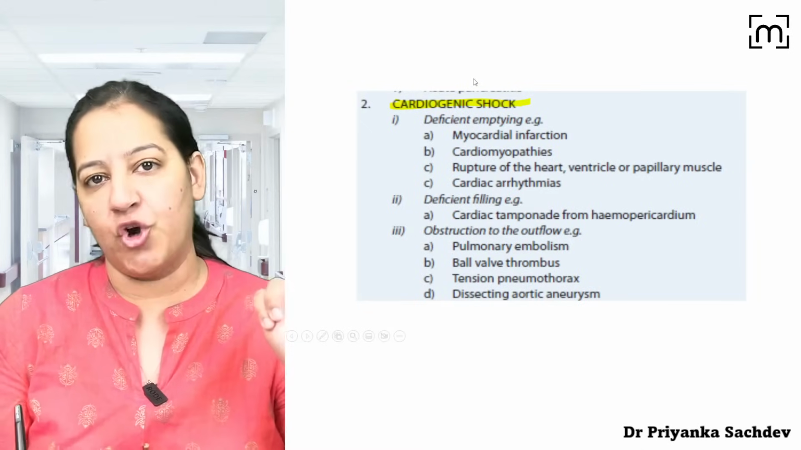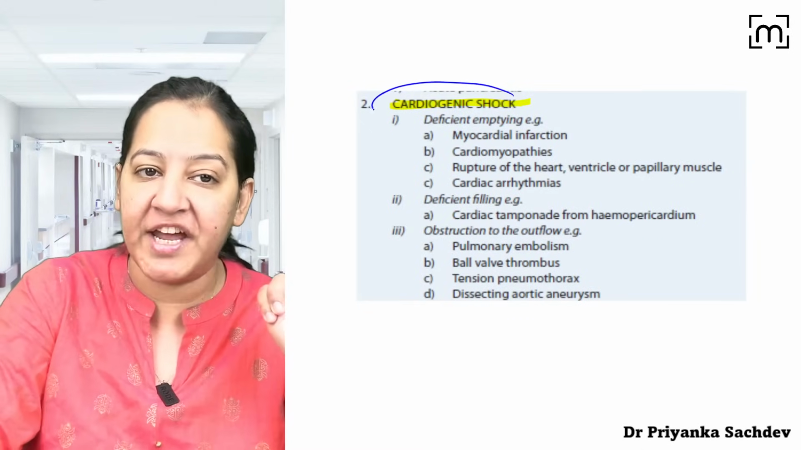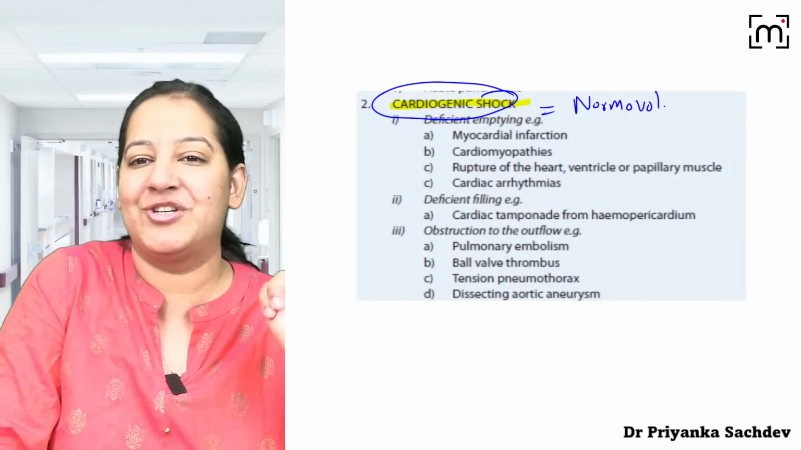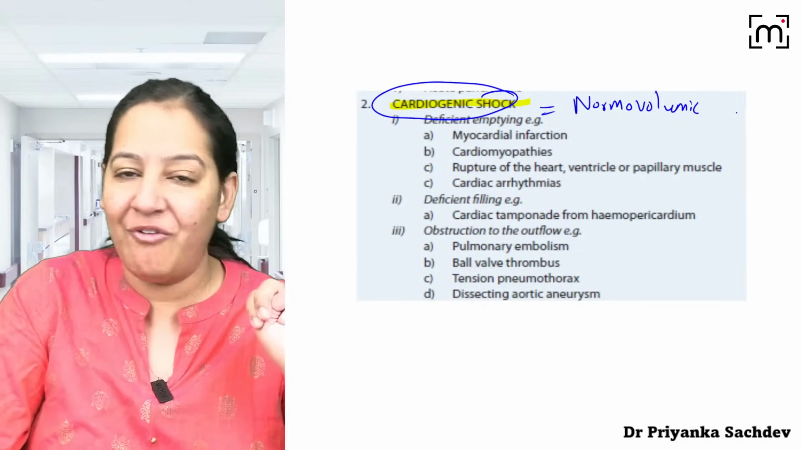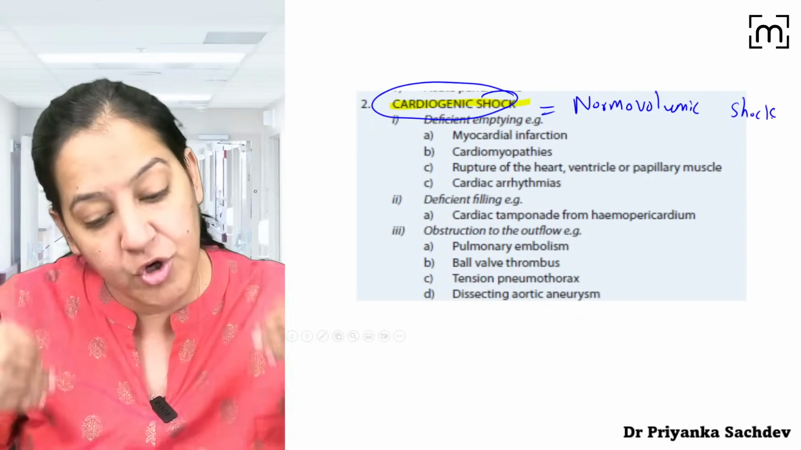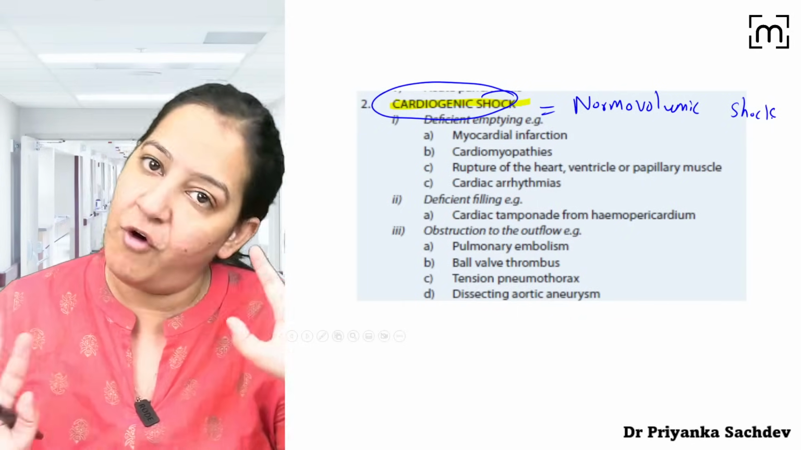The second type of shock is cardiogenic shock. It is also known as normovolemic shock. Normovolemic shock. Here the volume is normal. Then you will say, ma'am, why are all the organs receiving less blood? Why? The volume is normal.